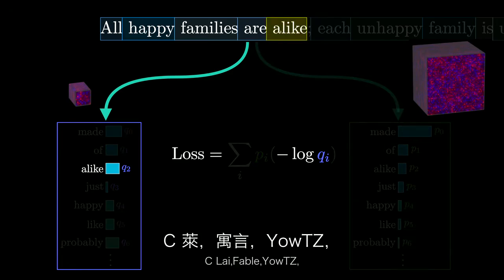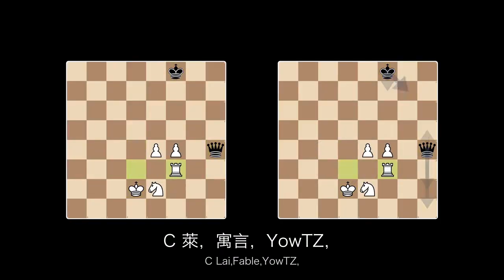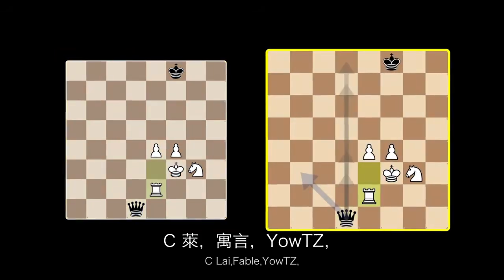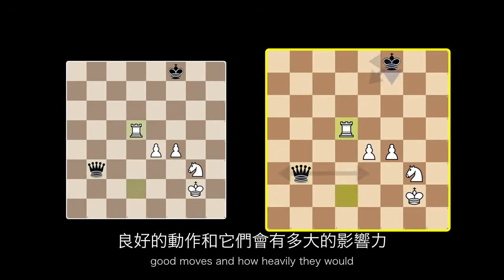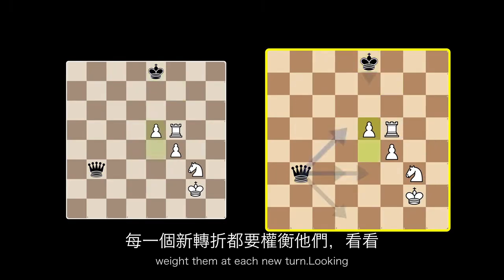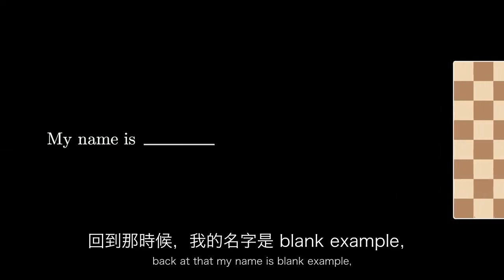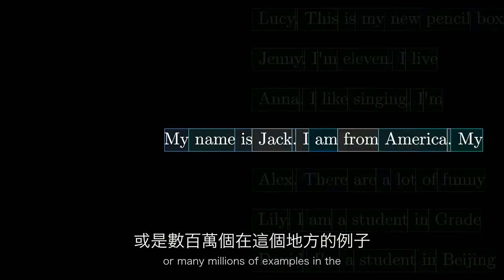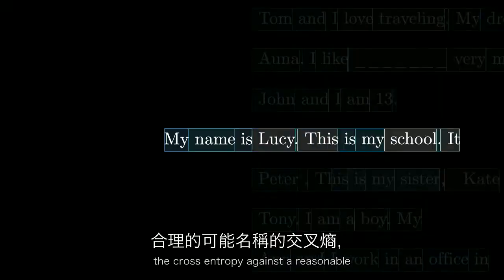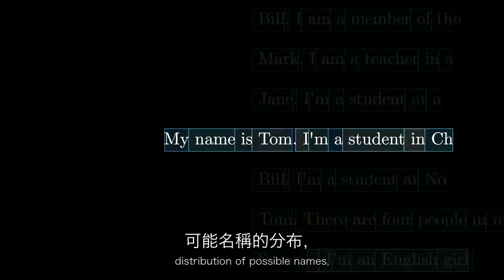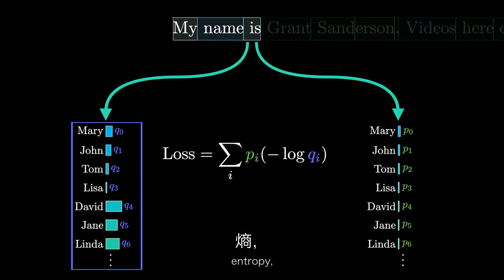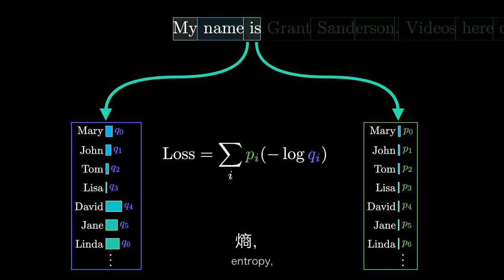When you think about it, this gives you something much richer than ordinary pre-training, since pre-training is just giving full weight to only one true next token, the one that happens to be there. As an analogy, it's the difference between trying to learn chess just by watching a game versus having someone better than you talk through all the possible good moves and how heavily they would weight them at each new turn. Looking back at that "my name is blank" example, instead of having to see many thousands or many millions of examples in the data before your loss represents the cross-entropy against a reasonable distribution of possible names, you can get that same effect just on a single example, comparing it against the good model's prediction.